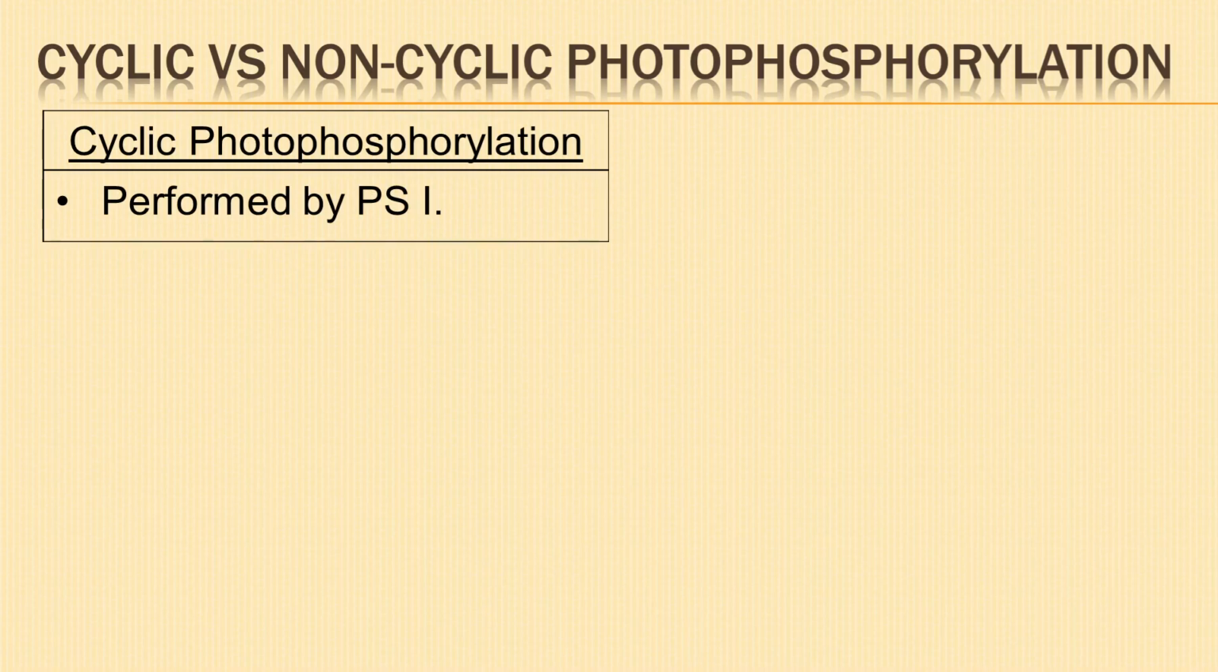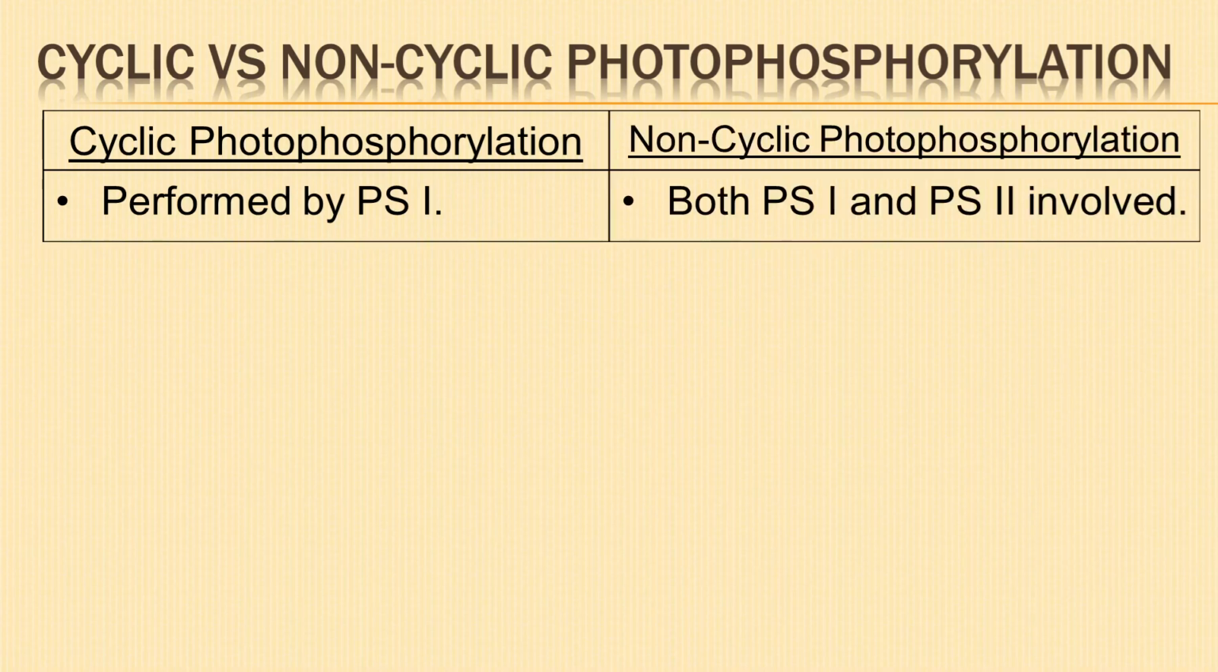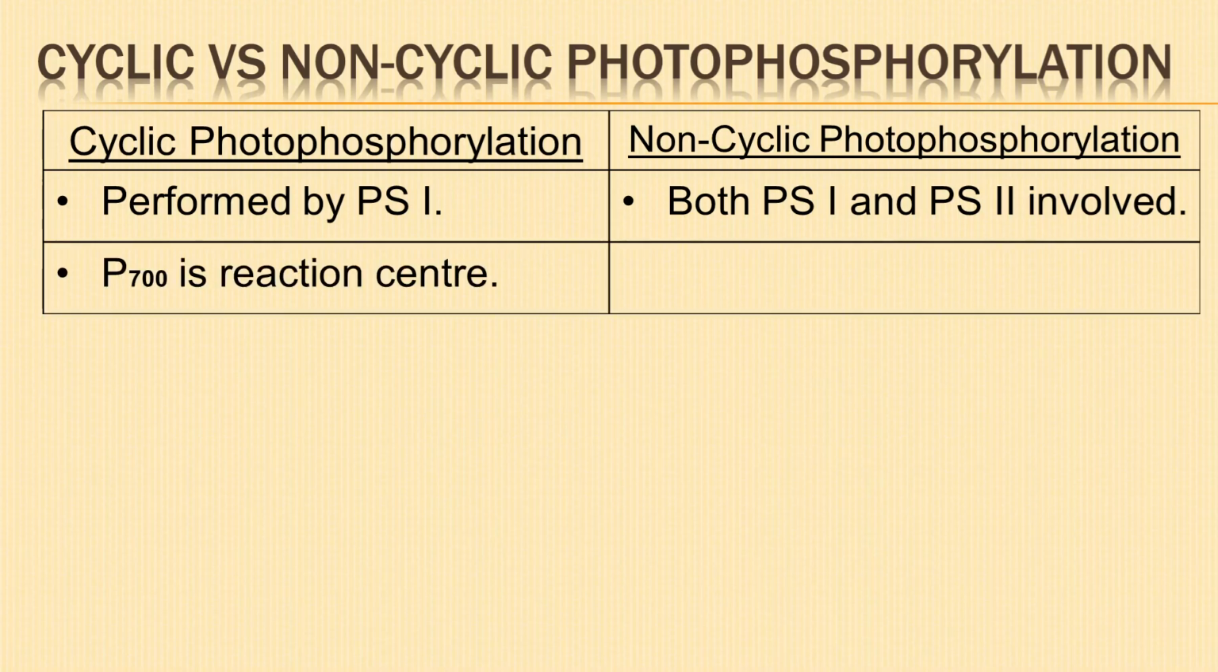Let us look into the differences between cyclic and non-cyclic photophosphorylation. Cyclic photophosphorylation is performed by photosystem 1. In non-cyclic photophosphorylation, both photosystem 1 and photosystem 2 are involved. In cyclic photophosphorylation, P700 is the active reaction center. In non-cyclic photophosphorylation, P680 is the active reaction center.